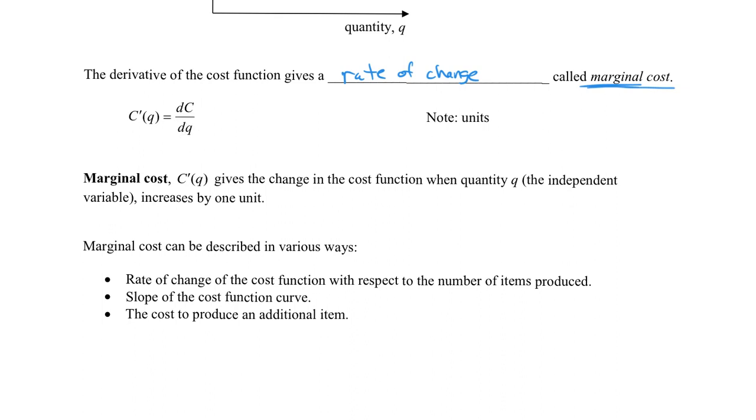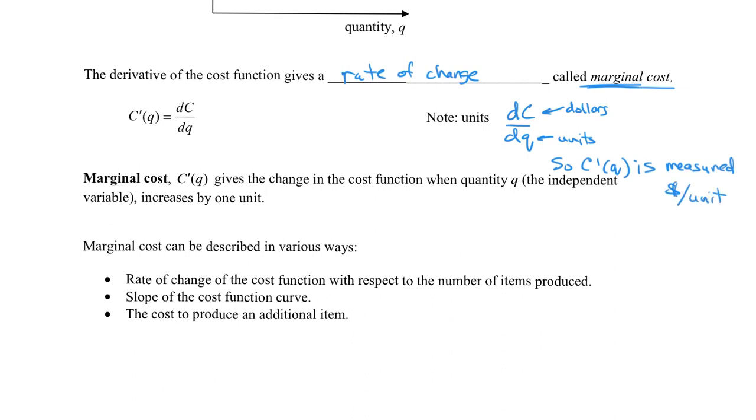So if you look at the units, dC over dQ, change in cost over change in quantity. The cost is in dollars, right? The quantity would be in terms of units. So C prime of Q is measured in dollars per unit.